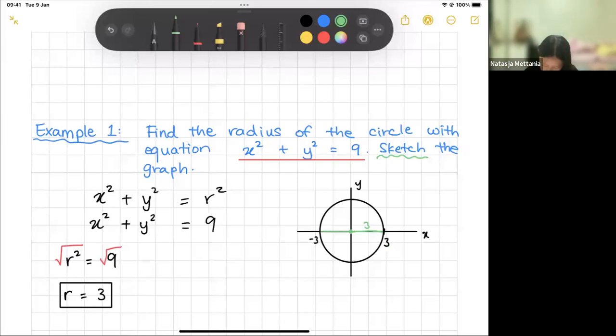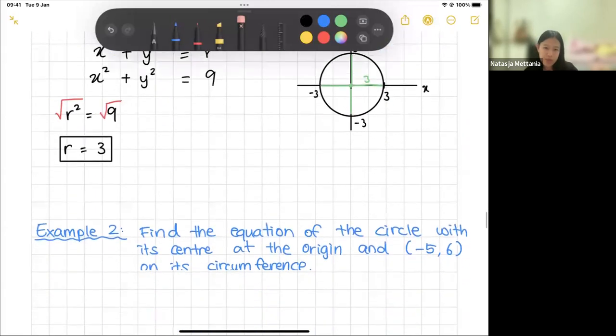If I go up, this will be positive 3. If I go down, it gives me negative 3. So on a circle, it needs to have these numbers on it when you sketch. Okay, so that's example 1.